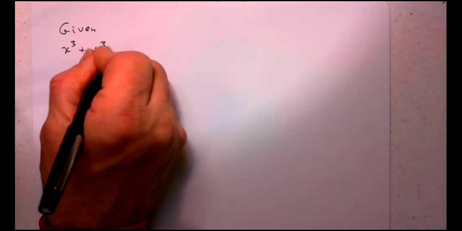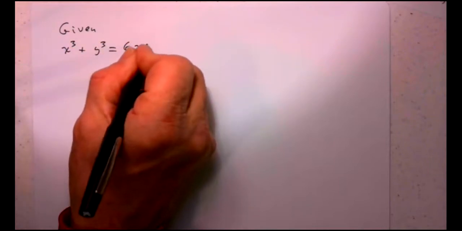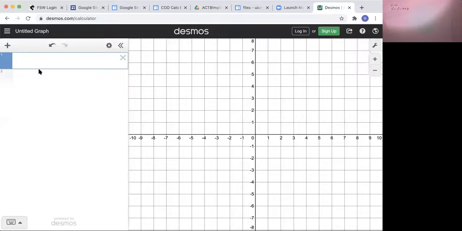We're going to use implicit derivatives to find the equation of a tangent line. So let's say we're given the following equation: x cubed plus y cubed equals 6xy. Let's take a quick look at that. Let's go to Desmos and see what that looks like. If I type that in, x cubed plus y cubed equals 6xy.